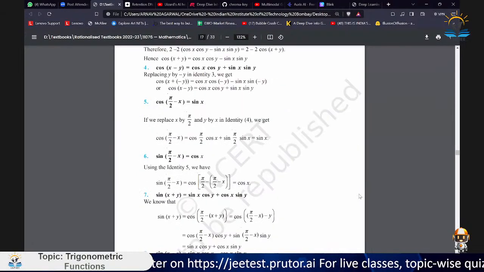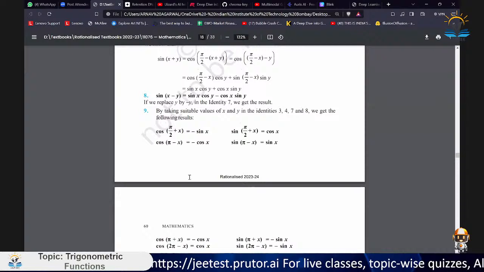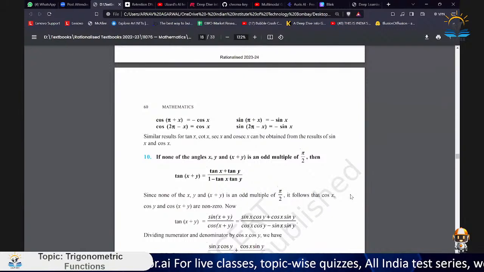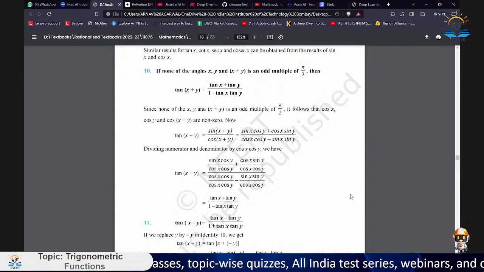This is very important and very easy too. So tan(x plus y) is tan x plus tan y upon 1 minus tan x tan y. So one thing is very important in all this stuff. You need to take care of the domain.